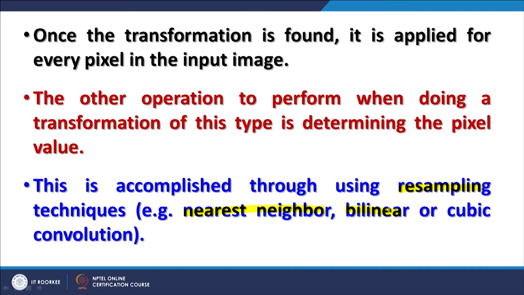The second one is the bilinear technique, and the third one is the cubic convolution. So, there are 3 resampling techniques, and depending on our requirements and constraints, we should choose appropriately. Now, the transformation equation, a polynomial of order m, is shown here.